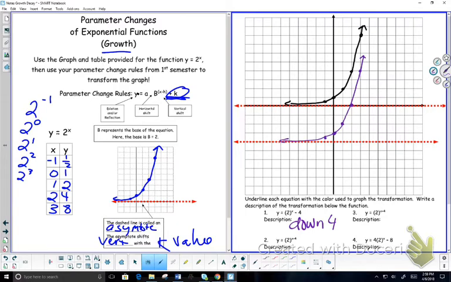Number 2 says 2 to the x minus 4. Is that on the inside or outside? That's inside with the x's, right? So if it's on the inside with the x's, is it going to impact the x's or the y's? The x's. If it's on the inside, it's also a liar. So according to this, it says x minus 4. What am I actually going to do? Am I going to subtract 4 from my x's or add? I'm going to add 4 to my x's.